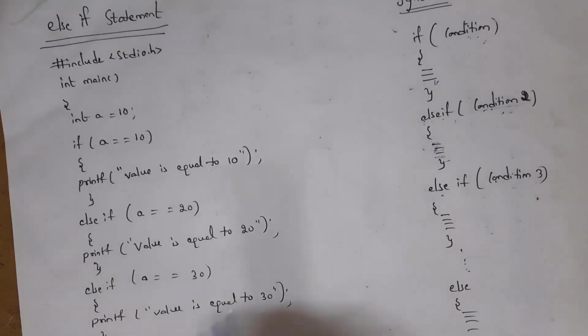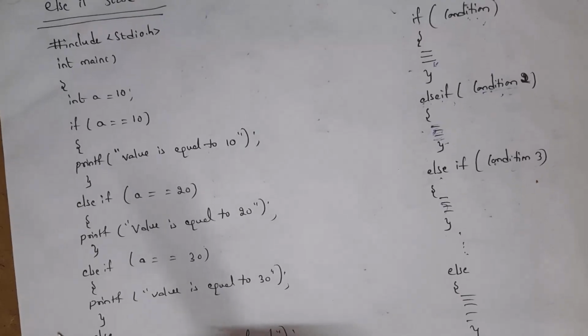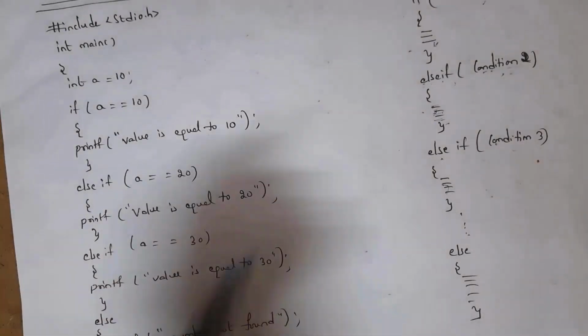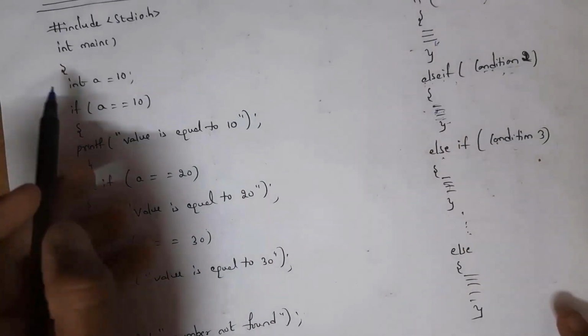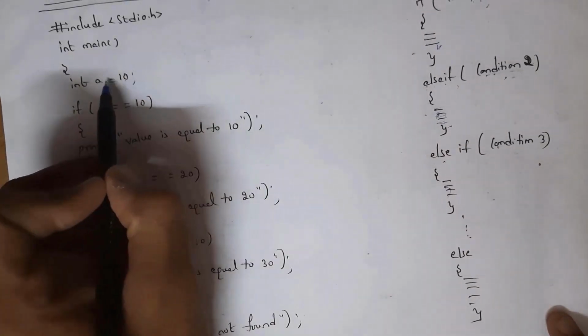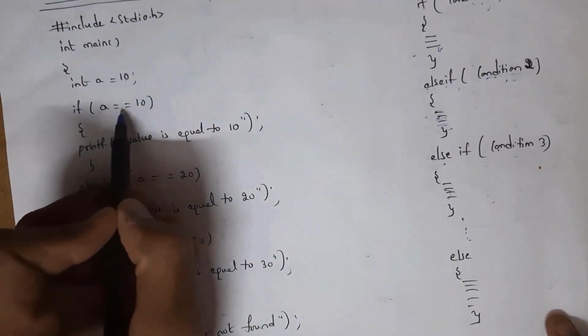At last, if all these conditions are false, then whatever code is present inside else will be executed. Guys, you can take multiple else if conditions. This is the program. At first I wrote int a equal to 10. I gave the value of a as 10. At first I am taking the if condition. Here I wrote if a equal to 10.